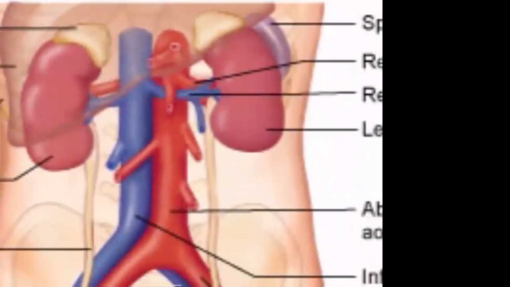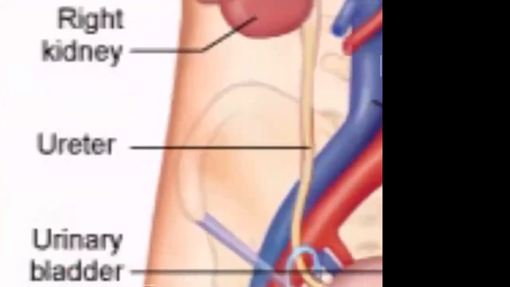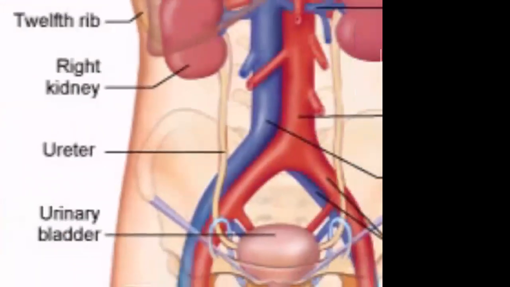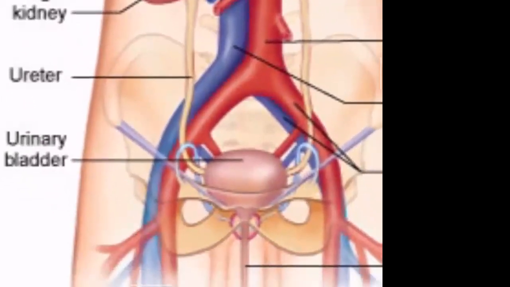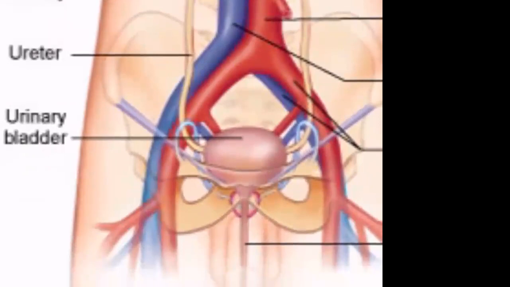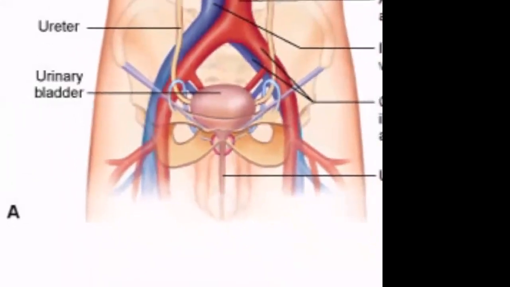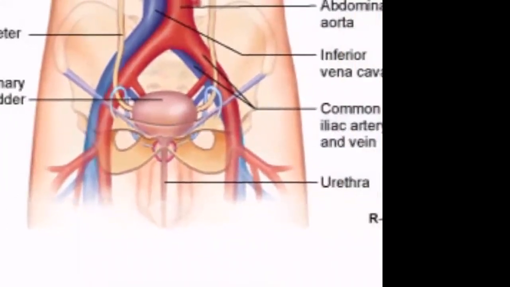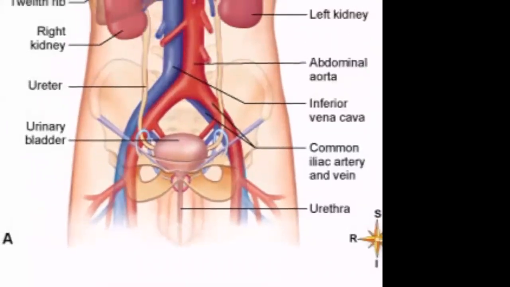And then there is this long tube called a ureter, which moves urine from the kidneys down to the urinary bladder. The urinary bladder is a storage site for collecting and storing the urine. And then, of course, it is going to release it when it's full through this tube called the urethra, that is going to take the urine from the bladder to the outside world.